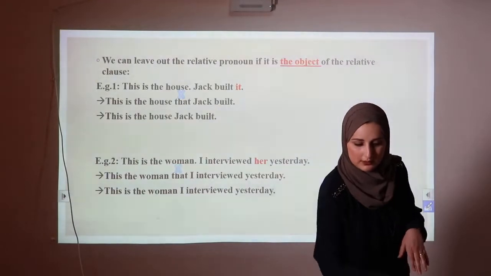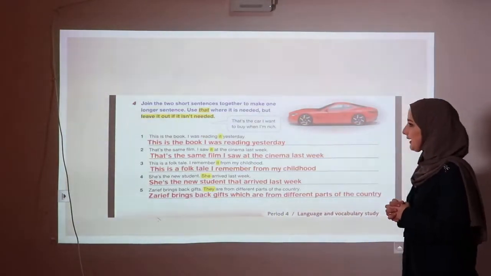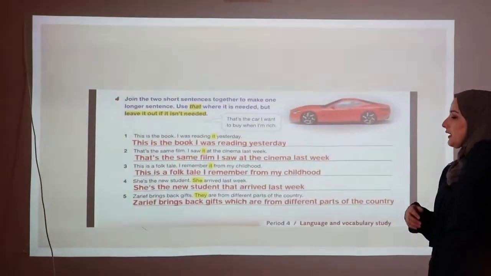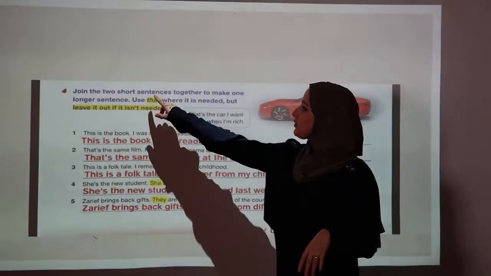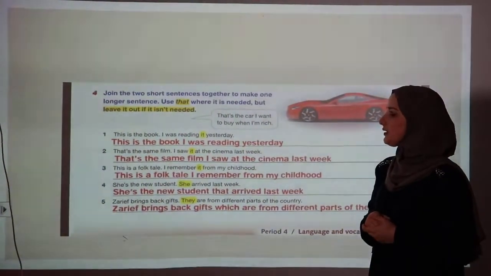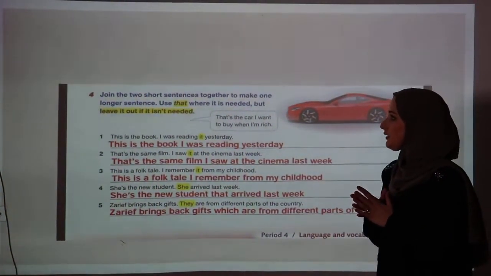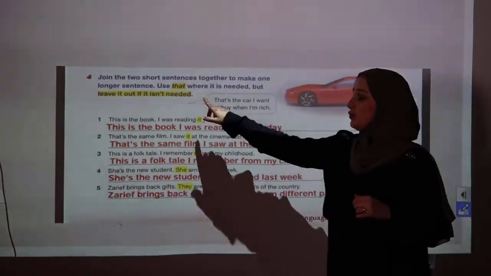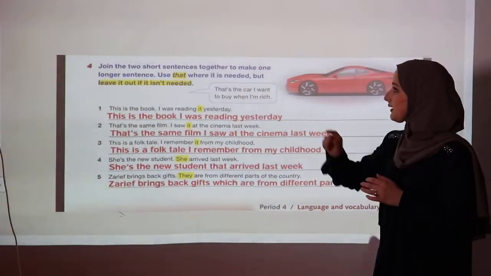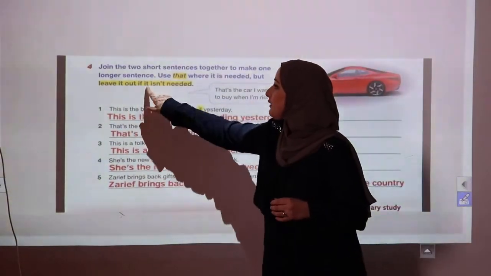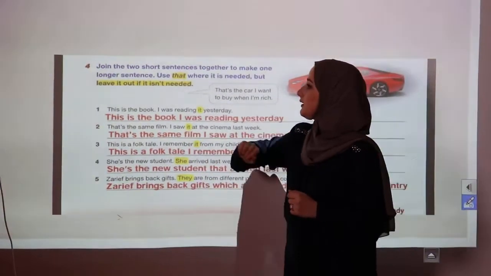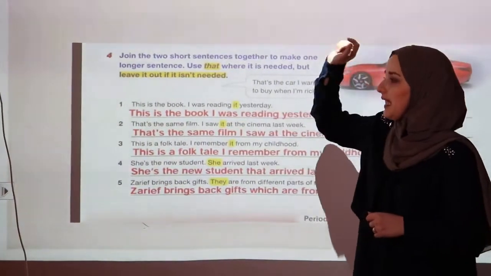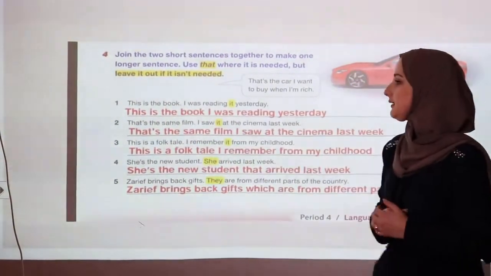Let's practice more and open your book on page 93. The question says, join the two short sentences together. So this is the first part of the question: to make one longer sentence, use that, but leave it out if it isn't needed. So we have three things to do: joining, using that, and leaving it out when it is not needed.